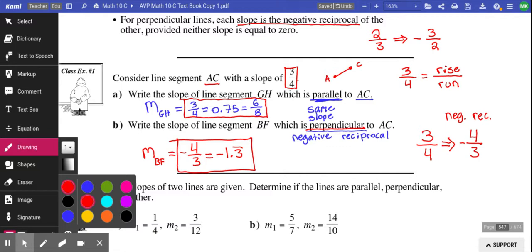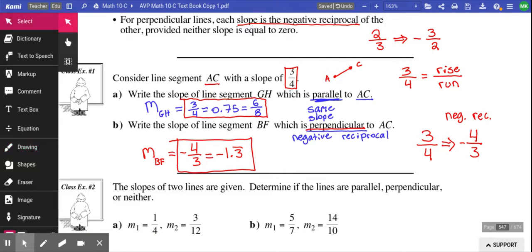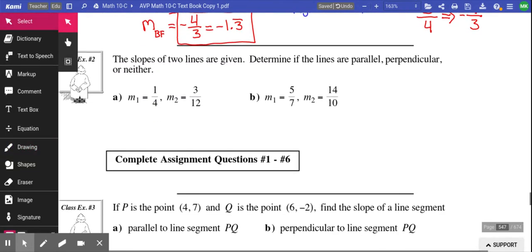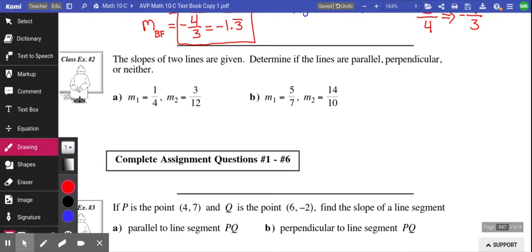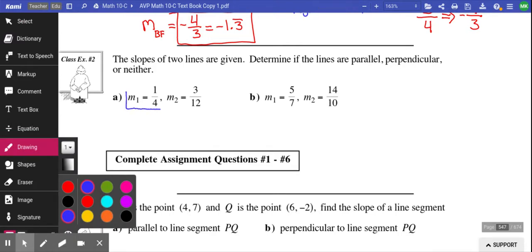Cool. We're going to get given some slopes here in class example 2, and we're going to decide if they're perpendicular, parallel, or neither. So the slopes of two lines are given. Determine if the lines are parallel, perpendicular, or neither. Question 1. This reads the slope of number 1 equals 1 over 4. This reads the slope of number 2 equals 3 over 12. At first glance, they do not look like they're the same slope, so they're not parallel, because parallel would mean same slope.